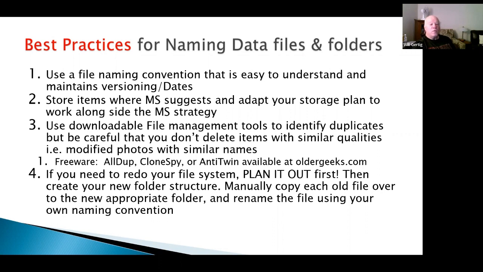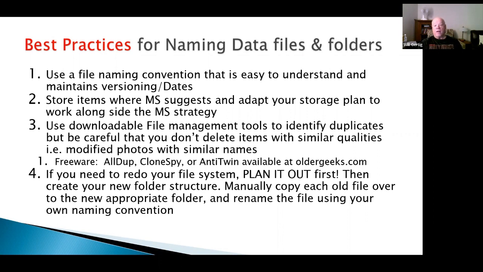Now, one thing you do need to think about, and I didn't mention, is that it is very easy to have duplicate files that are identical: same name, same extension, and same last date. You really want to get rid of those whenever possible. There are some freeware tools out there you can get from oldergeeks.com. One's called Aldup, Clone Spy, or AntiTwin. Any one of those three is very good for finding and eliminating duplicates.